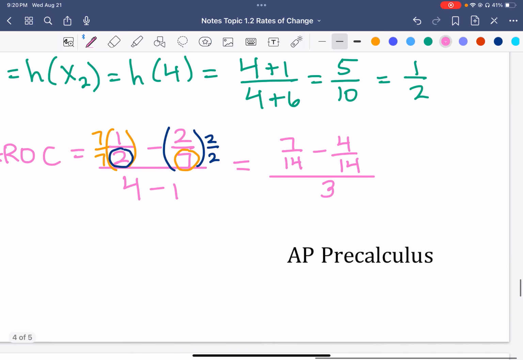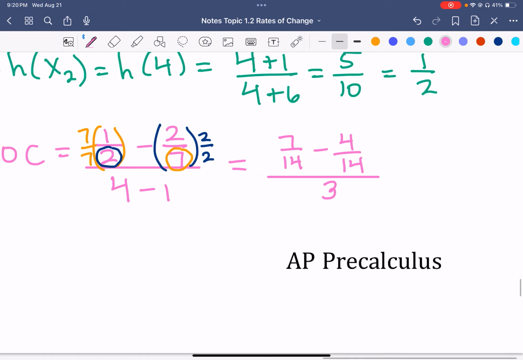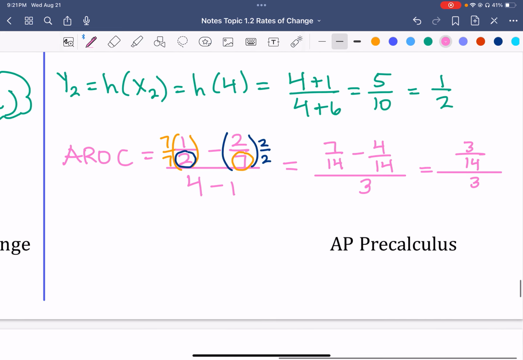Once you have the same denominator, all you do is subtract the numerators. So 7 minus 4 is 3. This is still denominator 14, and all of this is being divided by 3. Okay? To divide, let me make some notes here. So to subtract fractions, you need a common denominator. Okay, so that's the first thing.